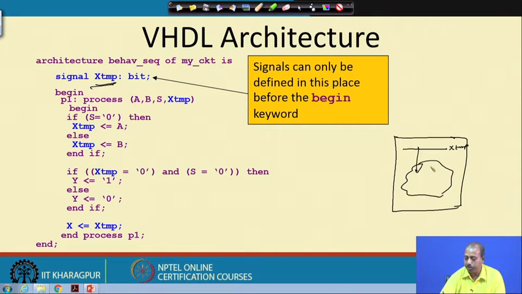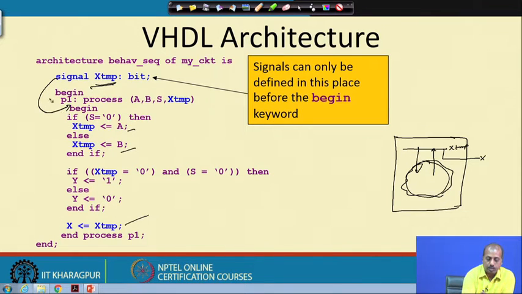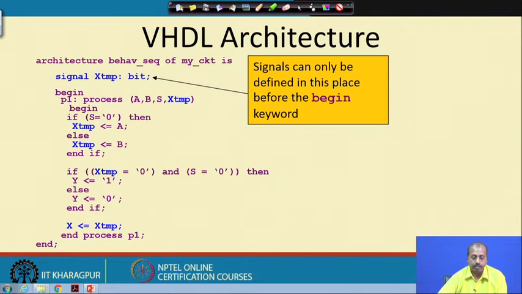may take input from xtemp or may drive this xtemp. For example, here this xtemp line is driven by A, here the xtemp line is driven by B, or some time later this xtemp is going to be connected to x here. That may be possible, but I cannot define this xtemp line inside the description of this process. So, you cannot take this signal line inside. That is not allowed. Signals can only be defined in this place, before the begin keyword. So, before the begin keyword I have to define all the signals.